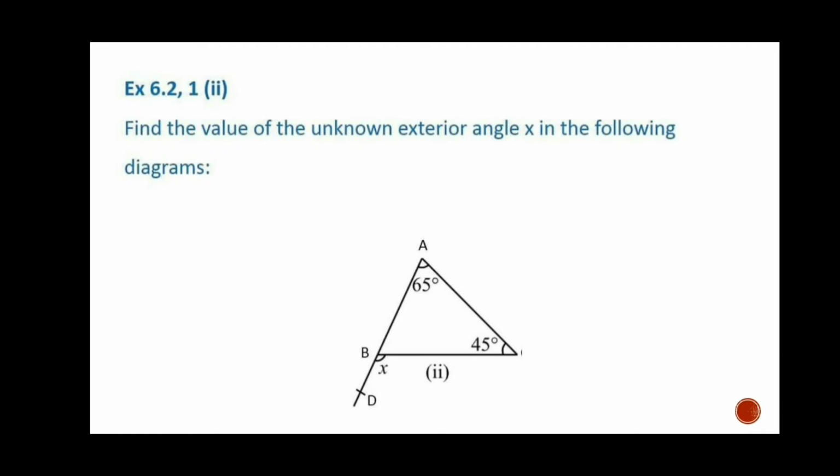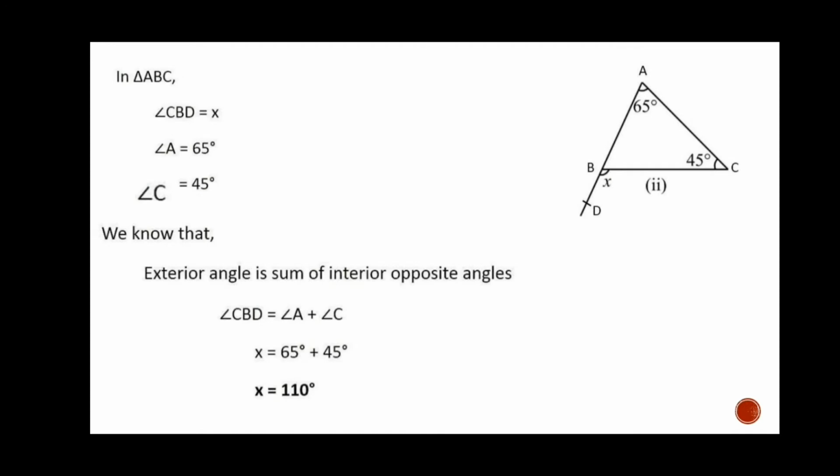Now the second part of this question asks: find the value of unknown exterior angle x. We have to find the value of this angle x, which is the exterior angle. Again the same method we will follow. Angle x is the exterior angle and its interior opposite angles are 65 and 45 degrees, which are angle A and angle C. So if we add angle A and angle C, that is 65 plus 45, we will get the sum 110 degrees. So the value of exterior angle x is 110 degrees.